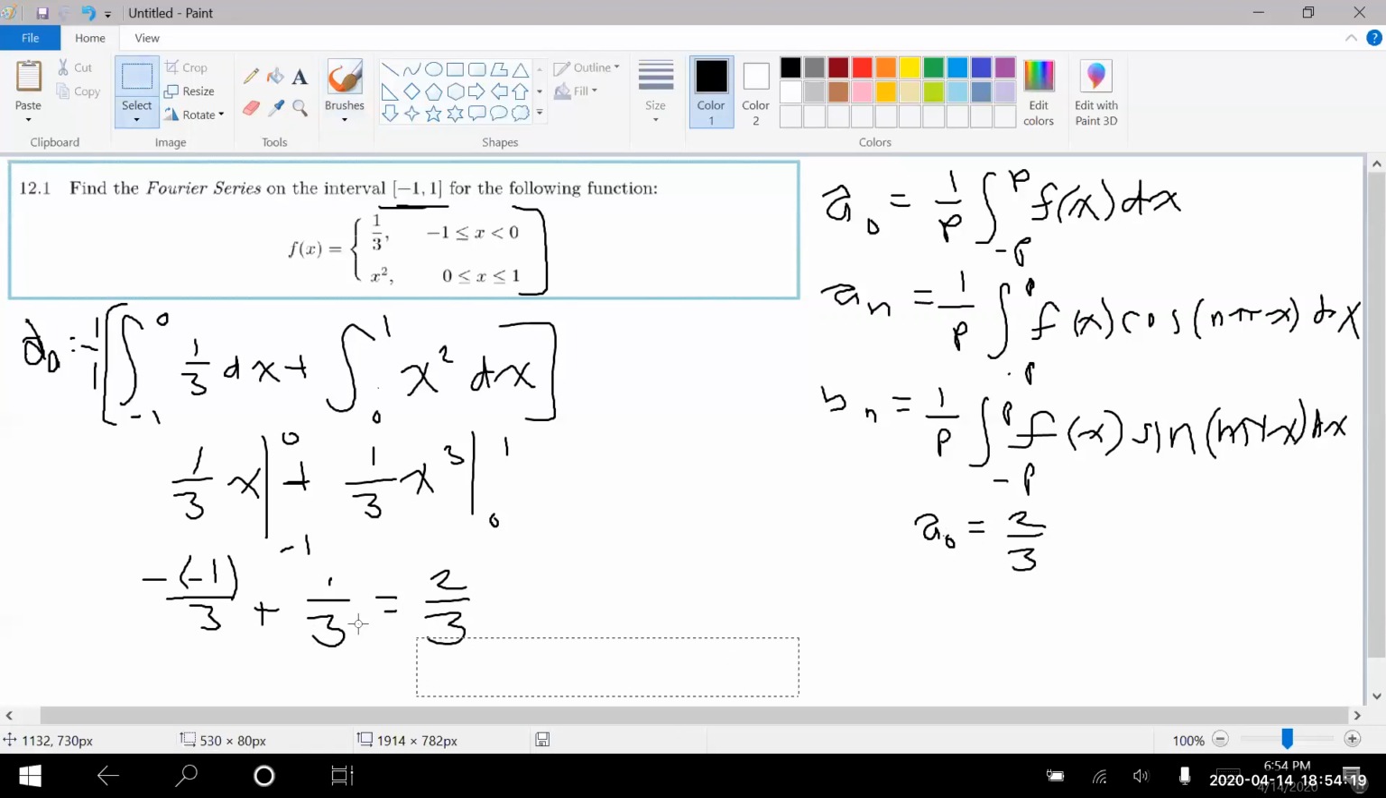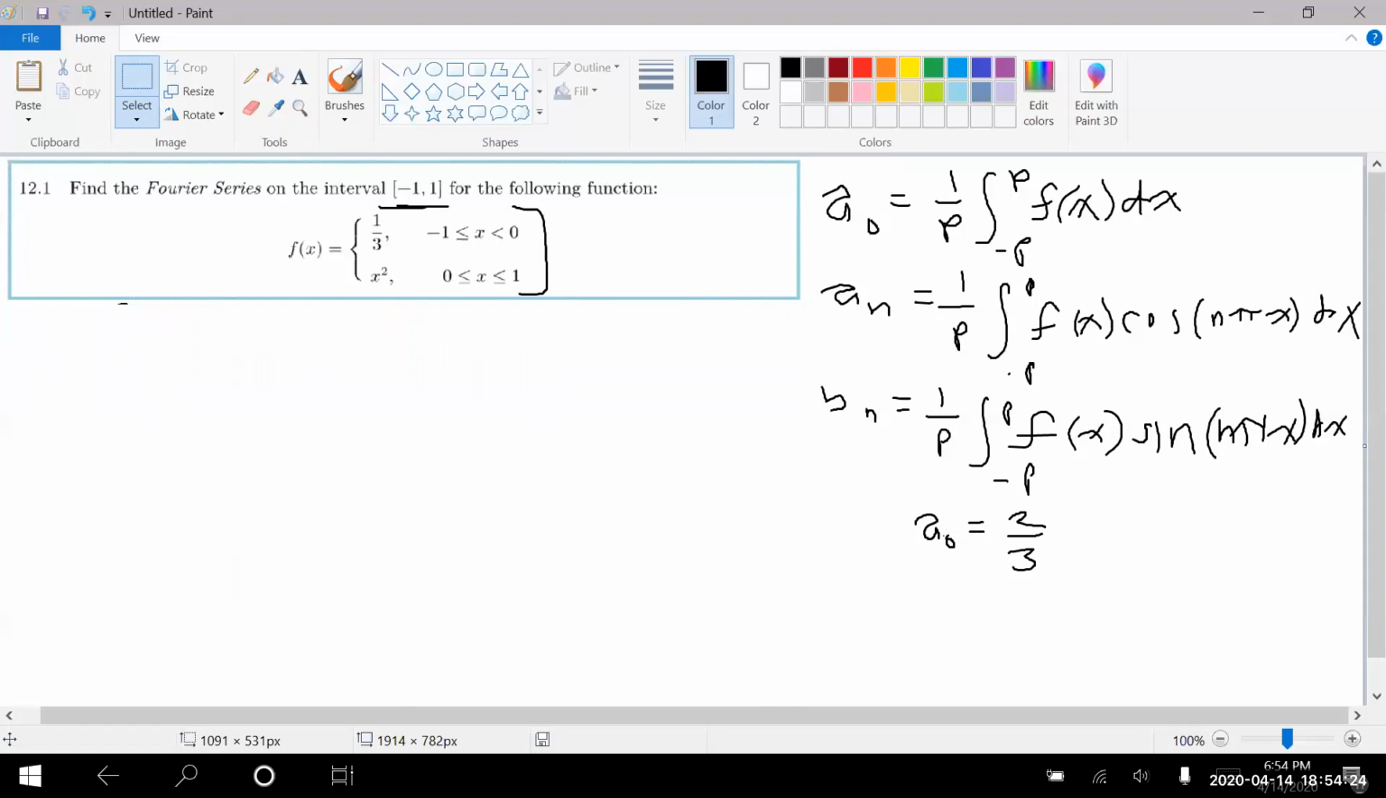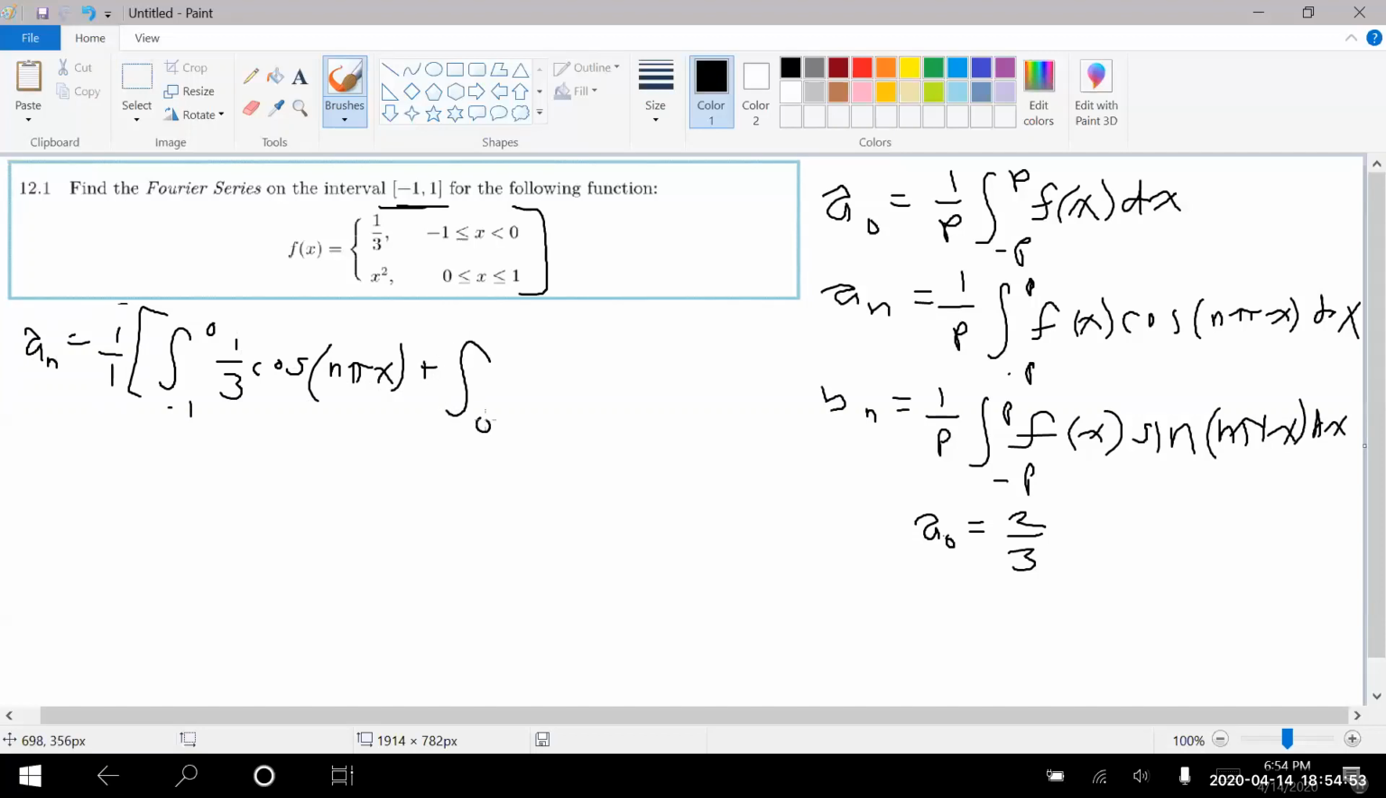Okay, I'm going to get rid of this. Now we can start on our a sub n. For a sub n, we have this 1 over p, which is still going to be 1 over 1, and then times the integral from negative 1 to 0 of 1/3 cosine n pi x, and then plus the integral from 0 to 1 of x squared cosine n pi x.